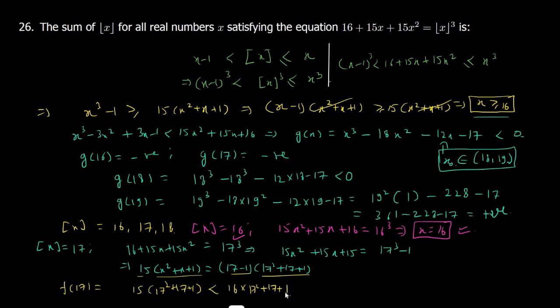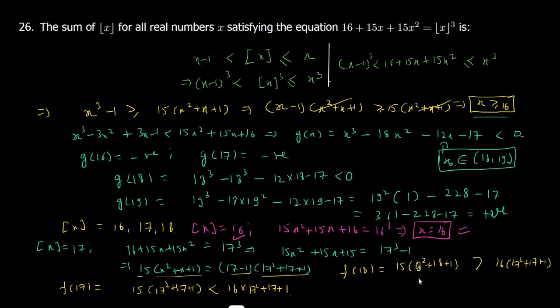And if I calculate f of 18, f of 18 will turn out to be 15 times 18 square plus 18 plus 1. And on the other side, we have 16 times 17 square plus 17 plus 1. What you will find is that this quantity clearly will be greater than this quantity. So yes, the quantity (17 minus 1) times (17 square plus 17 plus 1) clearly lies between f of 17 and f of 18. That means it's a very valid value.